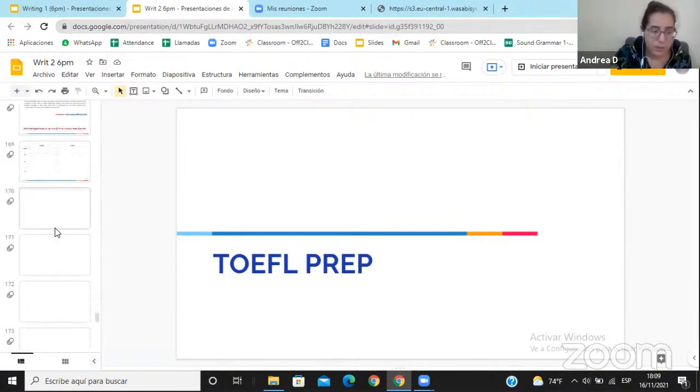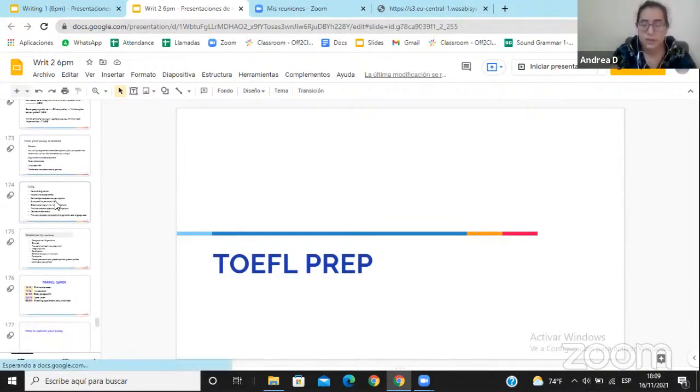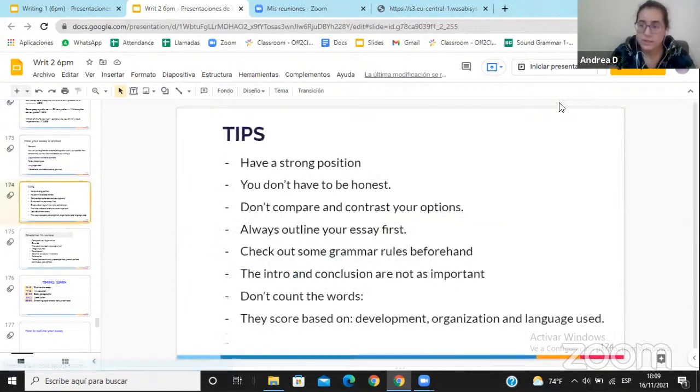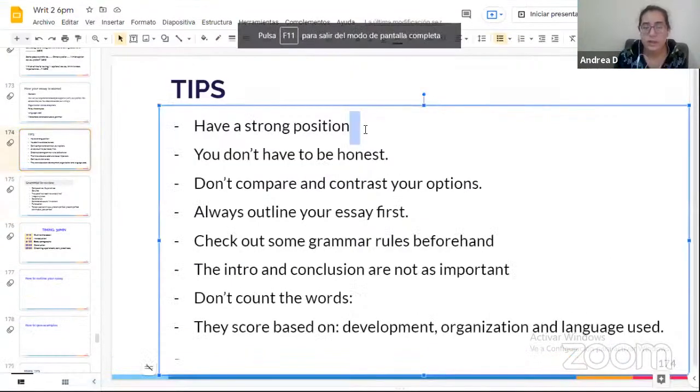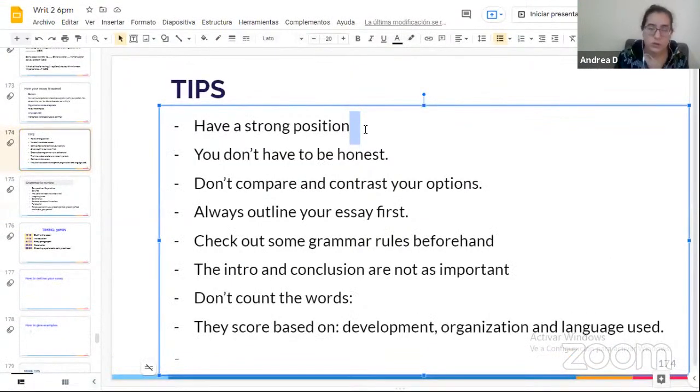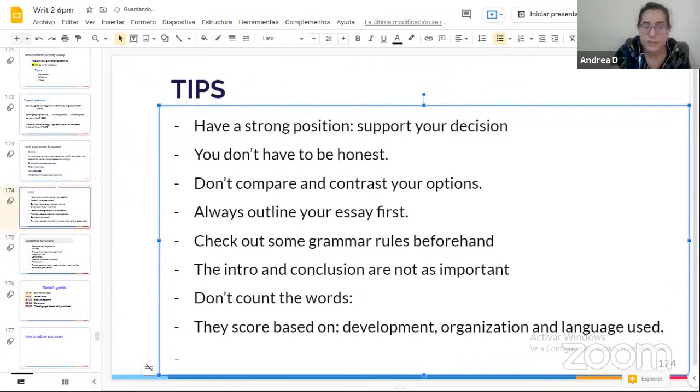So basically what I mean is try to make your position as strong as possible. If you're going to choose one, you actually need to choose it, and you cannot try to contradict what you're saying. Everything needs to support your decision. You don't have to compare and contrast your options. You don't have to talk about the advantages or disadvantages of each one of them. You just need to focus on one of them. So if you're saying online classes, you just need to tell me why online classes are better than traditional classroom learning.